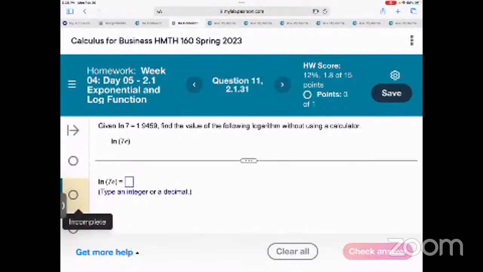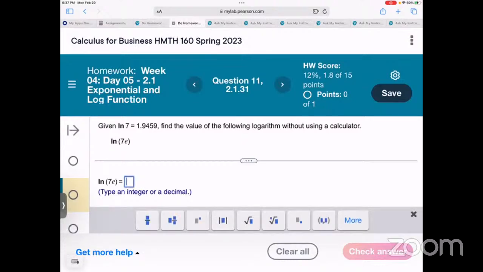Given that the natural log of 7 is this, then it should just be that, right? Because, okay, let me see, this is going to be the product rule for logs. So this is going to be the same as the log of 7 plus the log of e. The log of 7, you see it there. The log of e is going to be 1. So you say 1 plus that result. So then it's going to be 2.9459.